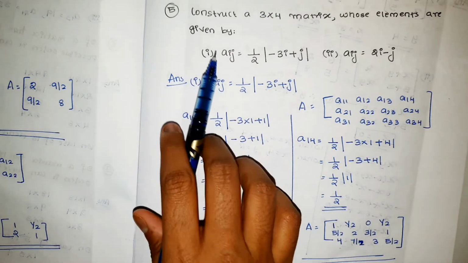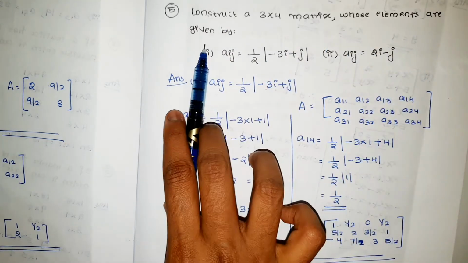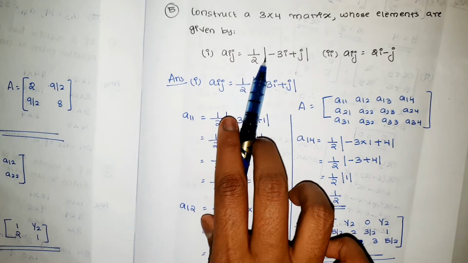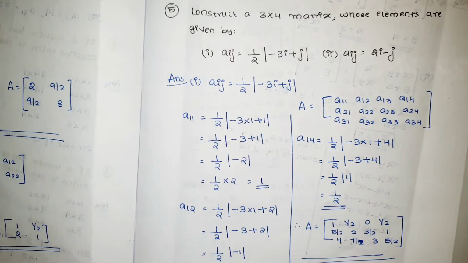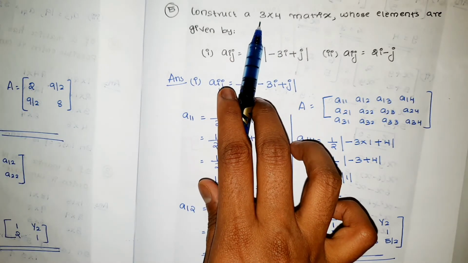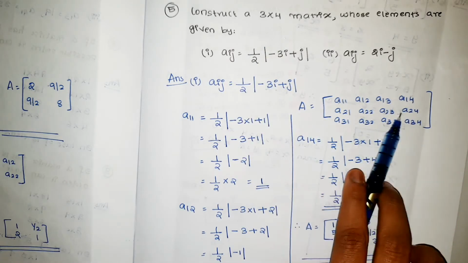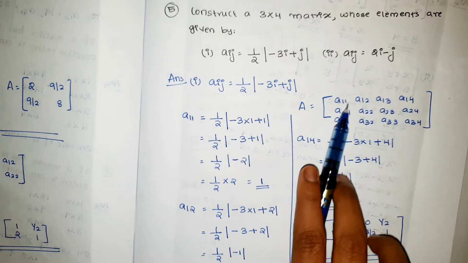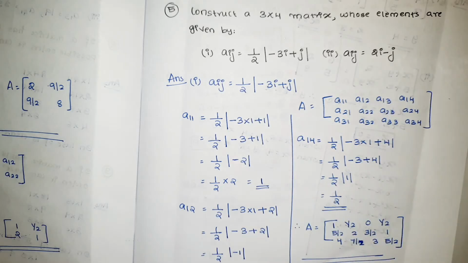Question number 5. Construct a 3 by 4 matrix whose elements are given by aij is equal to 1 by 2 mod of (3 minus 3i plus j). So this is a 3 by 4 matrix, which means that it has 3 rows and 4 columns. So these are our 3 rows, A11, A12, A13 and A14. It has 4 columns and 3 rows. So this is the required matrix.